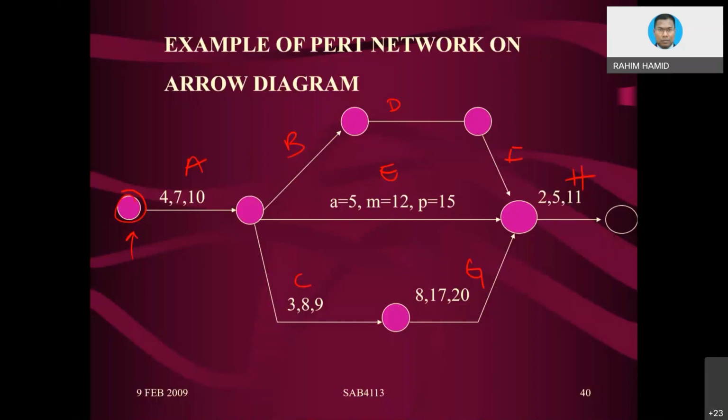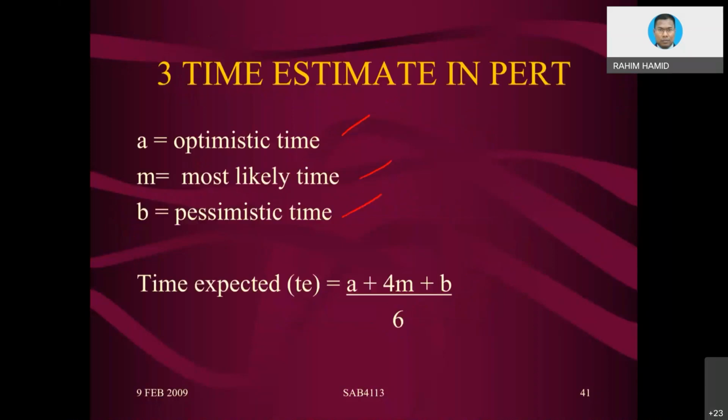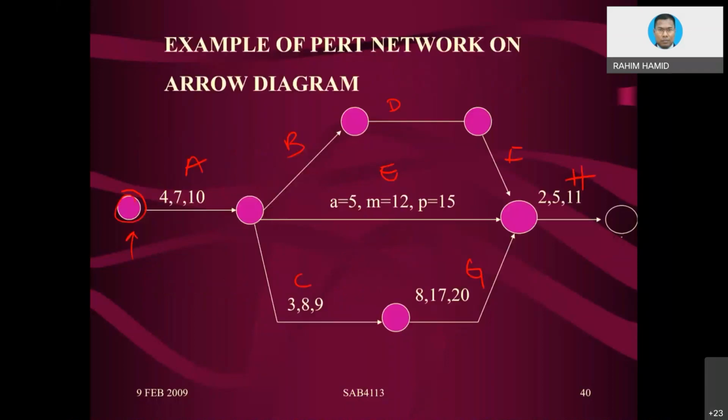Okay, now they invented this concept, the formula. Let's say 4 plus 7 times 4 plus 10, and divided by 6. So you will not get an even number. You will get a number with a decimal point. And you know what? If you use this at the end of the day, the project could be finishing.